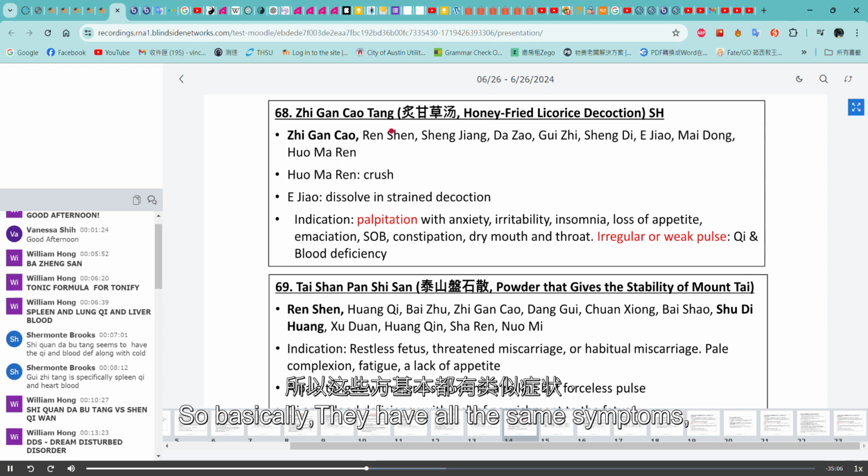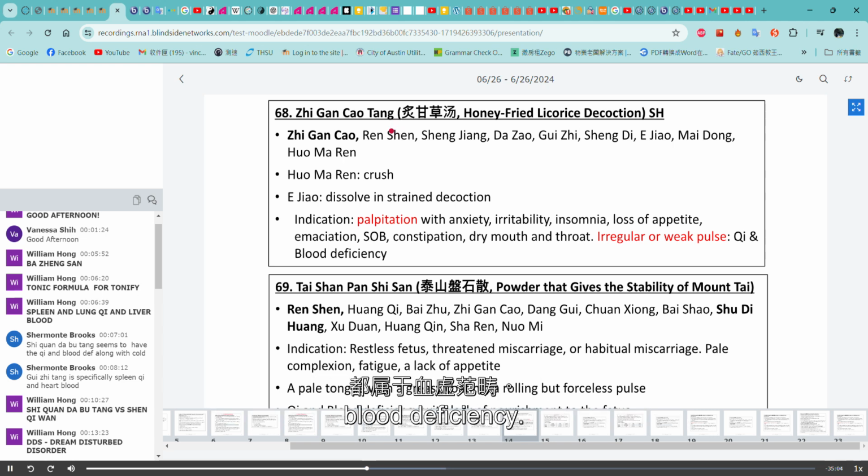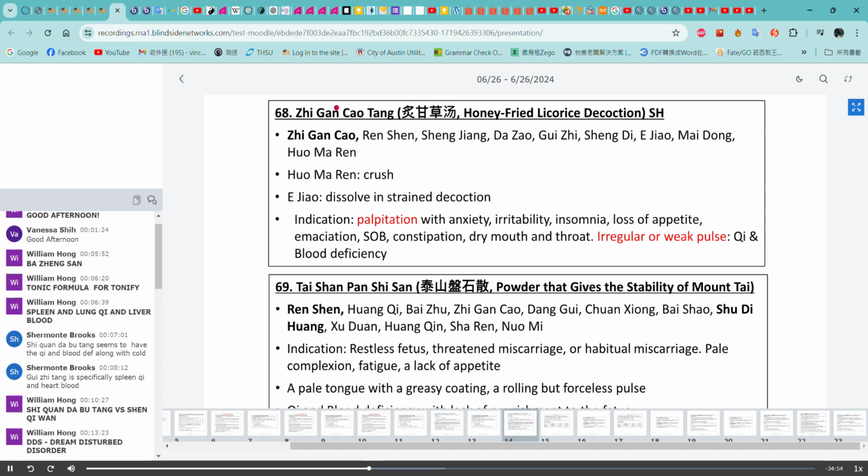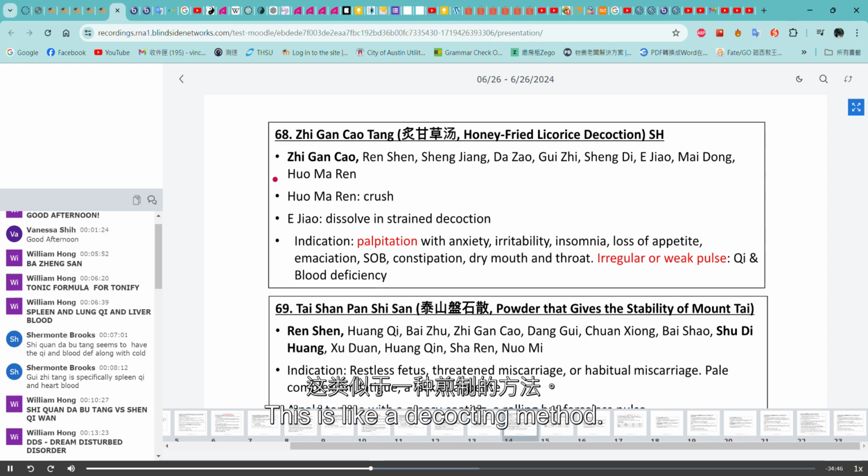Basically, they have all the signs and symptoms of qi and blood deficiency. But if you see the pulse is irregular rather than weak, this is what you choose. Huomaren, crush. Ejiao, dissolve in strained decoction. This is the decocting method.